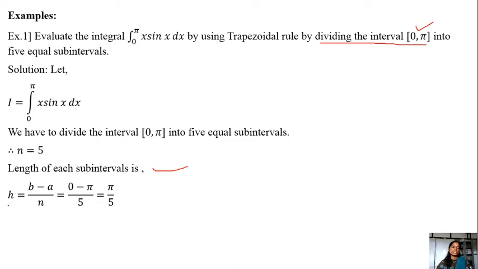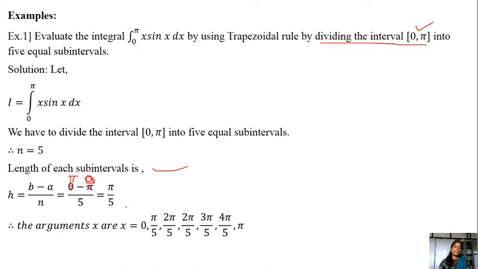Length of sub-interval h equal to b minus a divided by n. So b is upper limit, a is lower limit, and n is number of intervals. So b is pi, and a is 0 here, so h is pi minus 0 upon 5, and that is nothing but pi by 5. And therefore the arguments for x are, so initial argument is the very first 0, and then we have to divide this sub-interval.